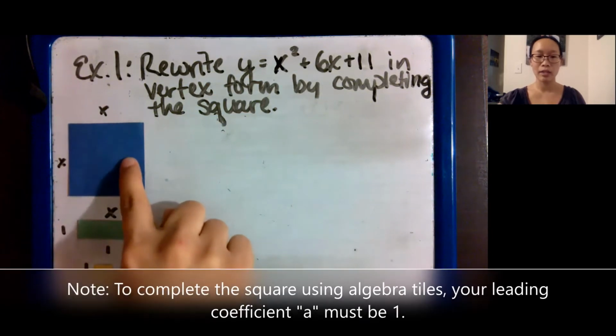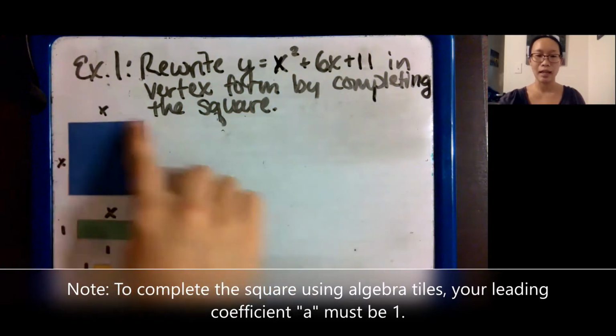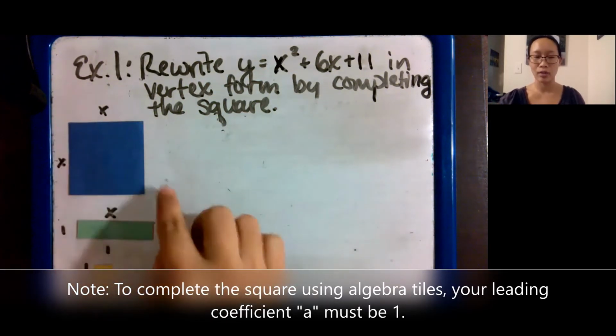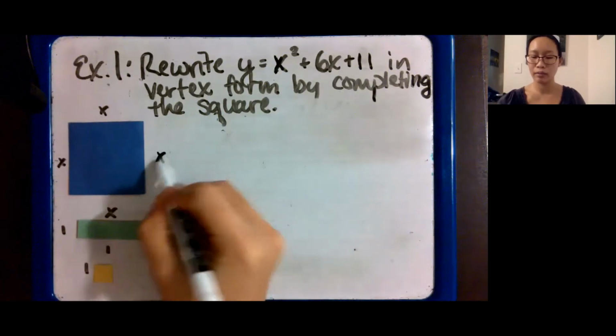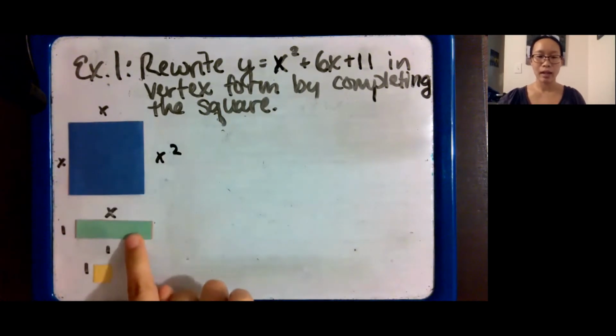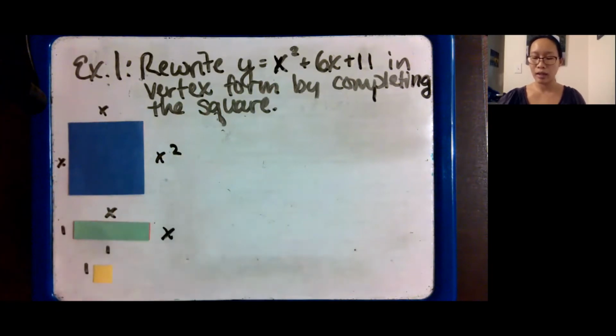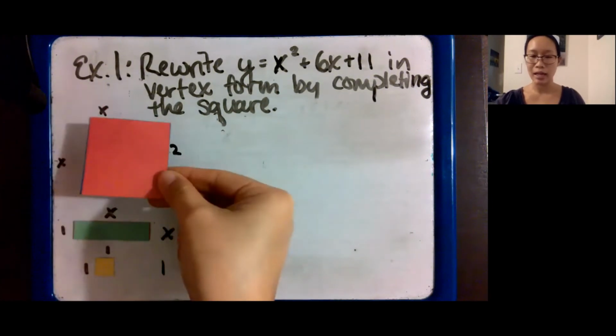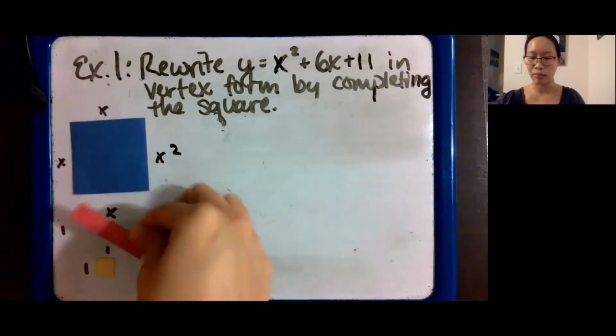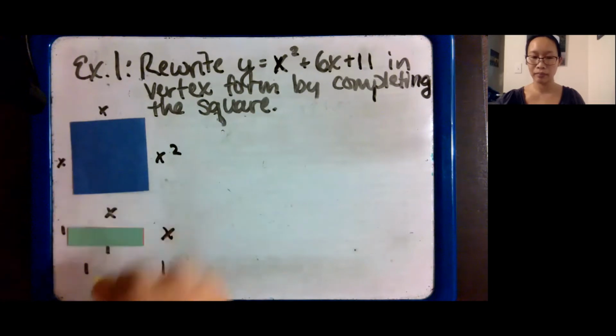This blue one is our x squared tile. It has a length and a width of x, so an area of x squared. This tile is our x because it has a length of x and a width of 1. And this yellow one has a length and a width of 1, so an area of 1. Each tile also has a red negative side, so we can use that to represent negative numbers.